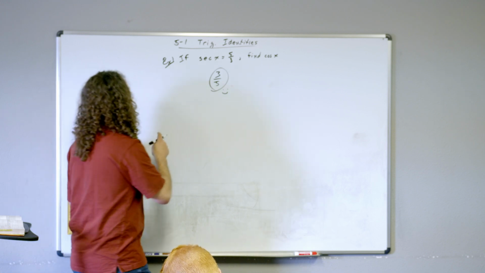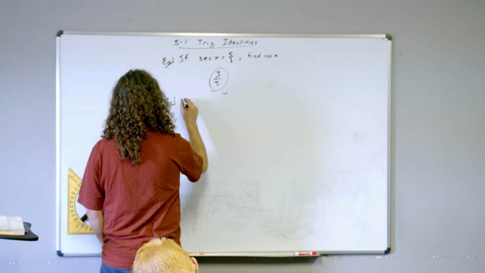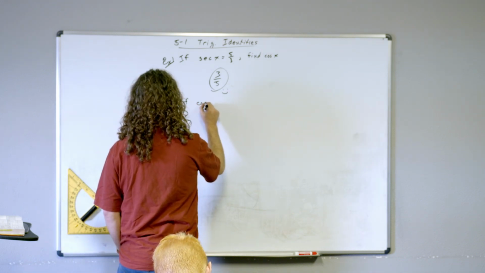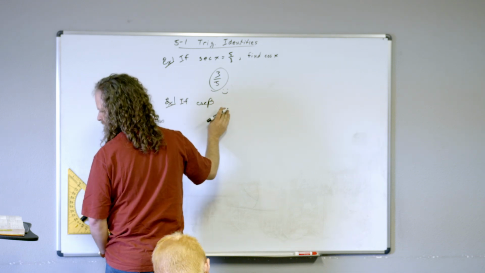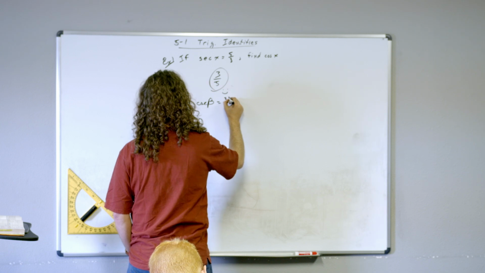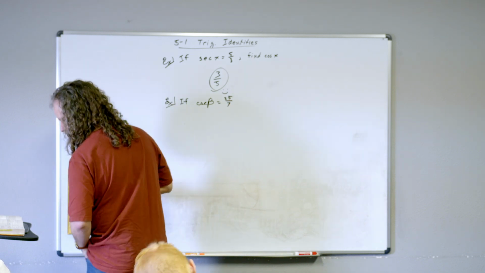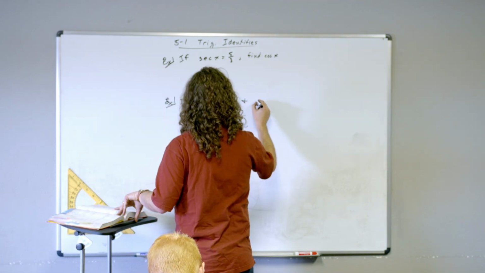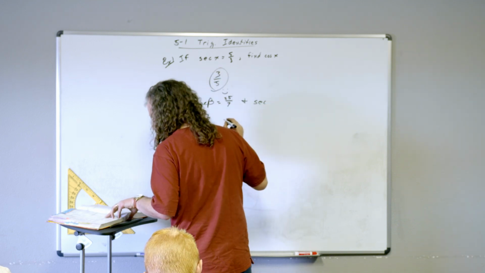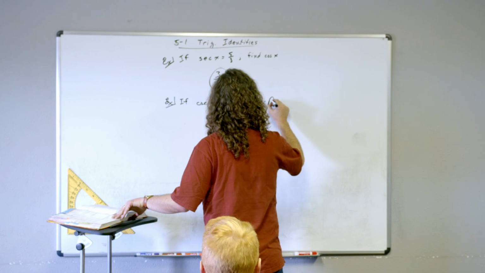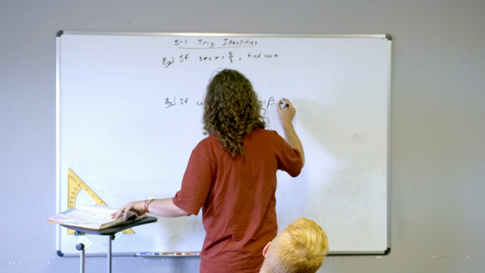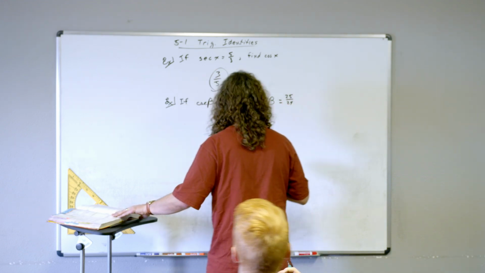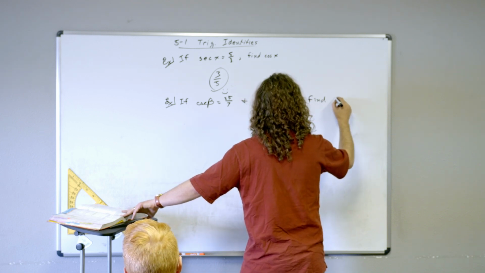Oh yeah. Let's do one that's a little harder. If the cosecant of beta equals 25/7, and the secant of beta equals 25/24, find the tangent of beta.